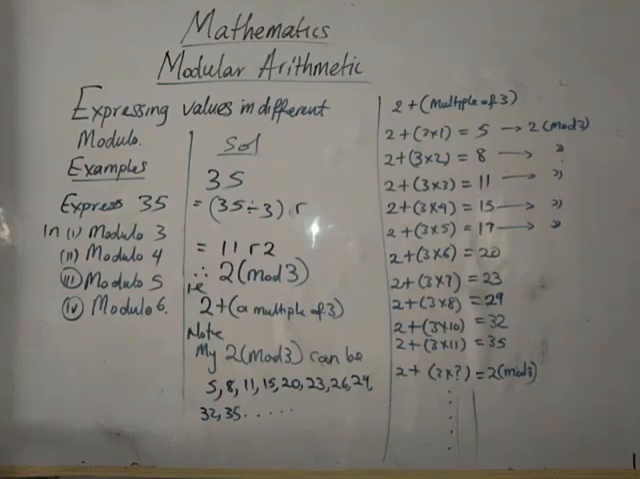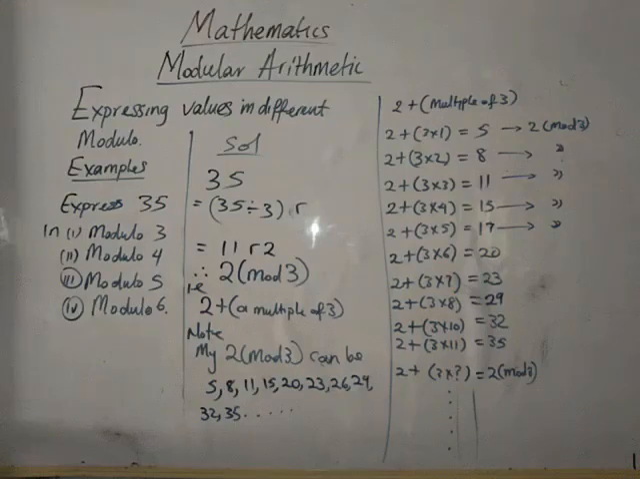So that's why I have 35 divided by 3 with the remainder, which will give me 11 remainder 2. Therefore, it is expressed as 2 modulo 3. This 2 modulo 3 simply means 2 plus the multiple of 3.